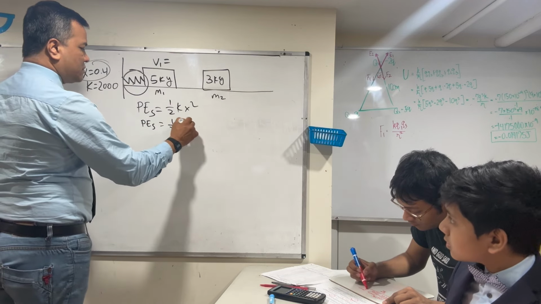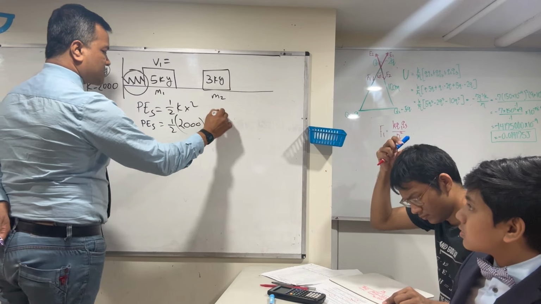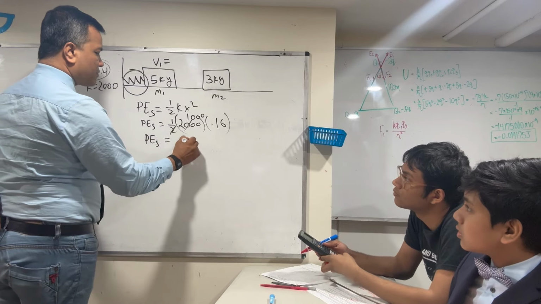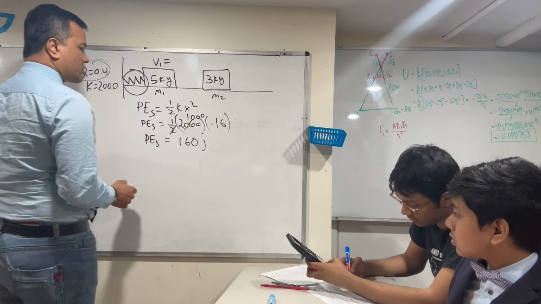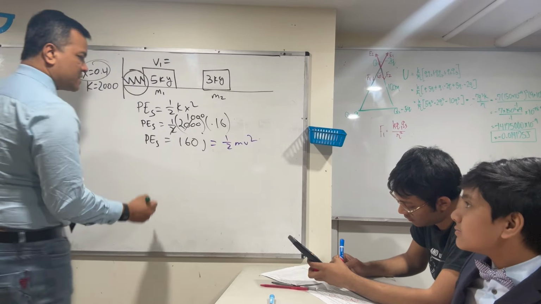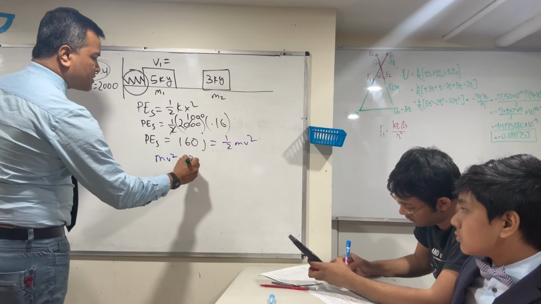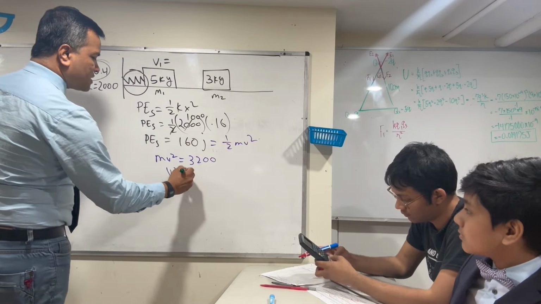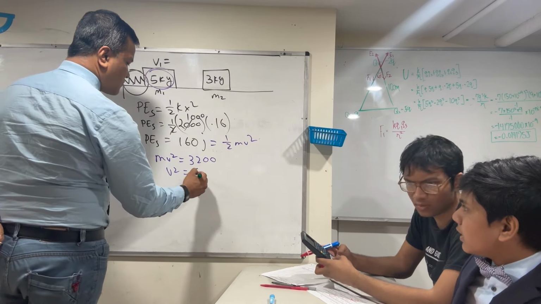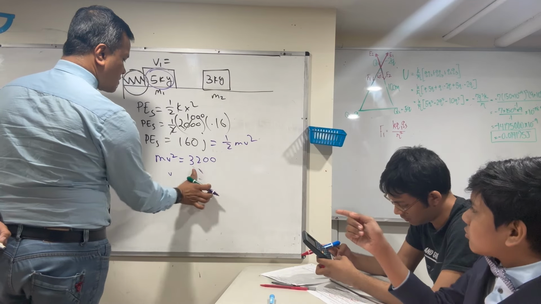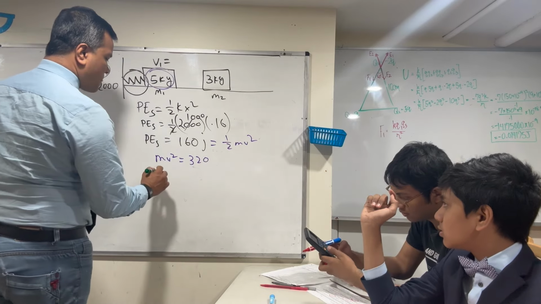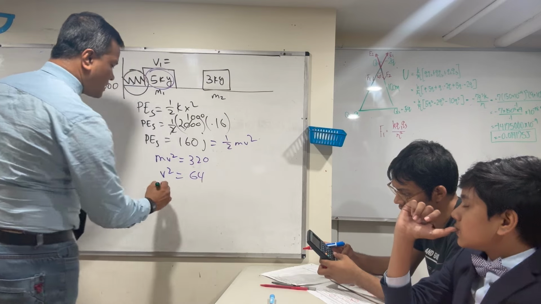Half of 2000 times 0.16. So this is 1000 times 0.16, which is 160 joules. And 160 joules is going to convert to what? Kinetic energy, half mv squared. That means mv squared is 320. So v squared is 320 divided by, of course, 5. How much? I think you added an extra order of magnitude. Yeah, it should be 320, not 3200. 320, right. So v squared is 64, then v is?